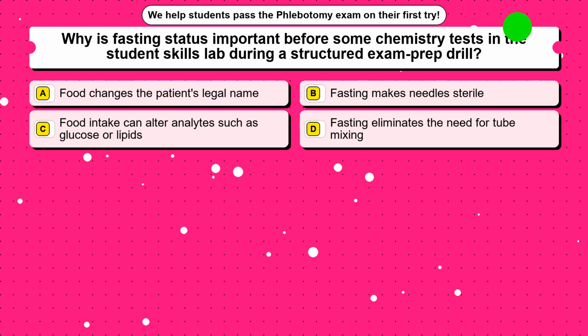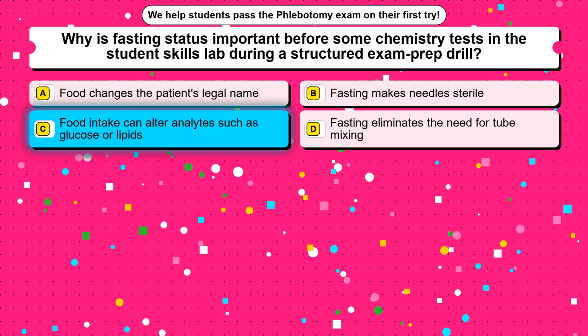Question 67. Why is fasting status important before some chemistry tests in the student skills lab during a structured exam prep drill? Option A. Food changes the patient's legal name. Option B. Fasting makes needles sterile. Option C. Food intake can alter analytes such as glucose or lipids. Option D. Fasting eliminates the need for tube mixing.